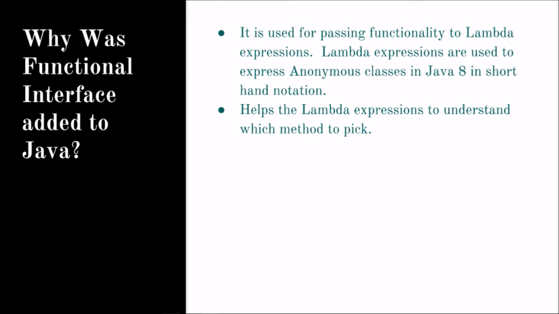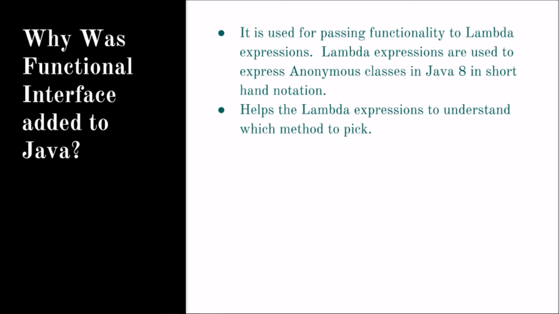Now, a very important question: why was the functional interface added to Java 8? Why did they need it? Java 8 has a new feature called lambda expressions. Lambda expressions are a kind of shorthand notation for expressing anonymous classes, and lambda expressions can take functionality as a parameter. That means you can pass entire functionality, in the form of a function, to lambda expressions.